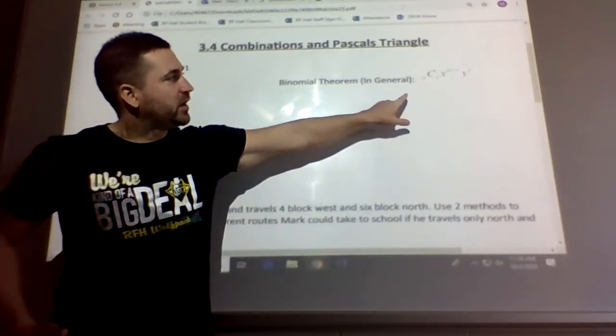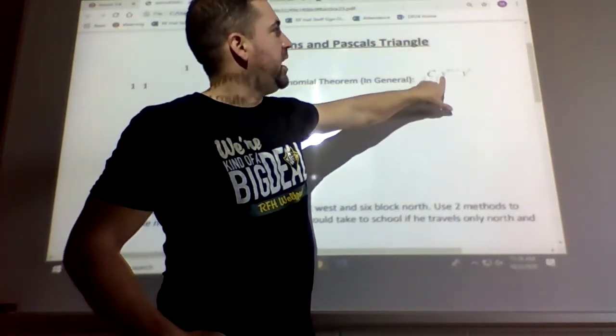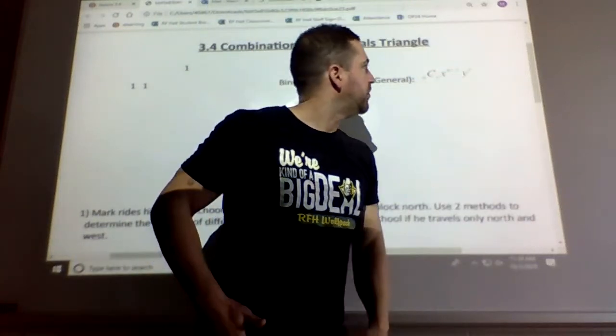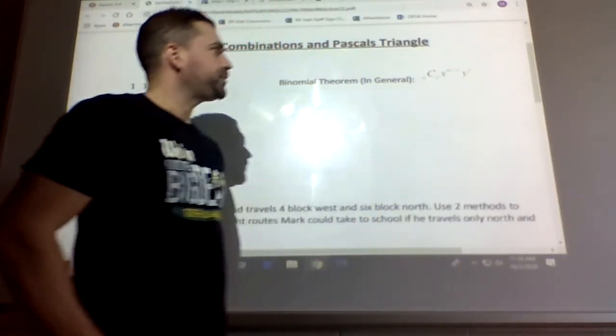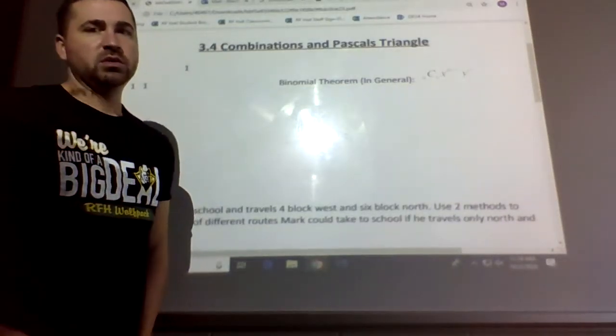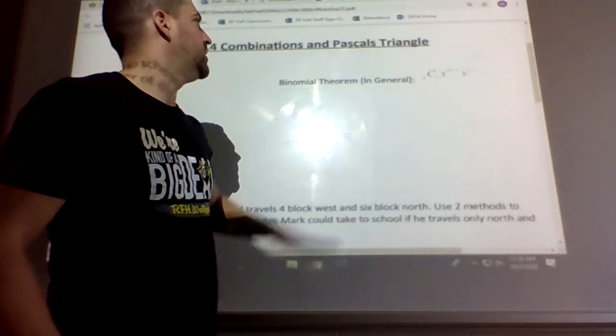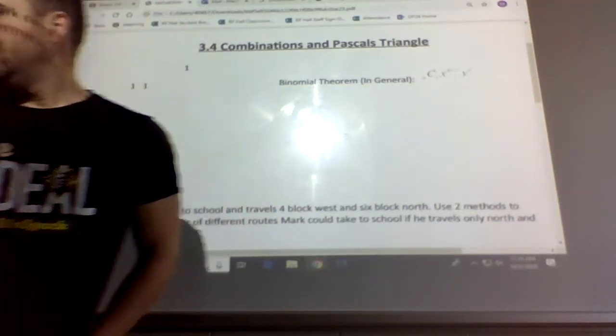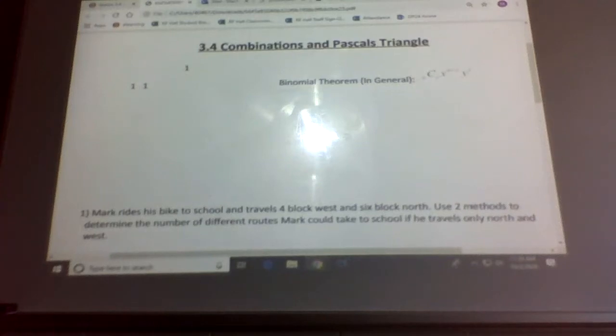Okay, that's the formula here. So it's nCr, x to the power n minus r, and then y to the power of r as well. It's not that difficult, but I'm going to show you a different way to do expanding using binomial theorem as opposed to Pascal's triangle. All right, so here we go.